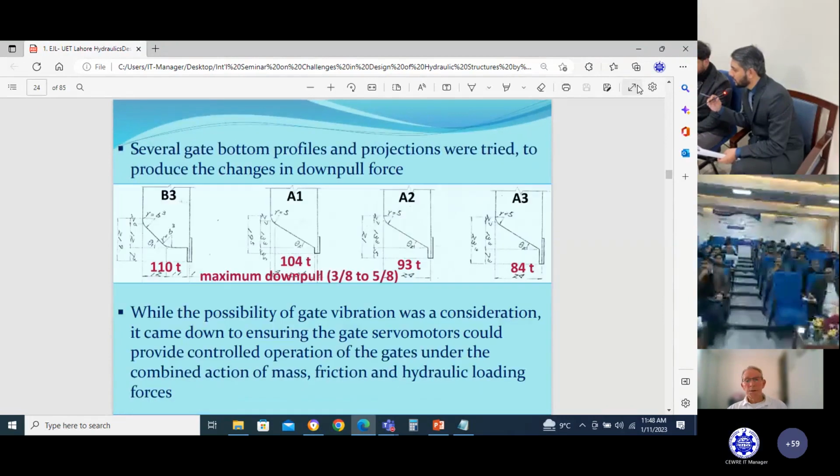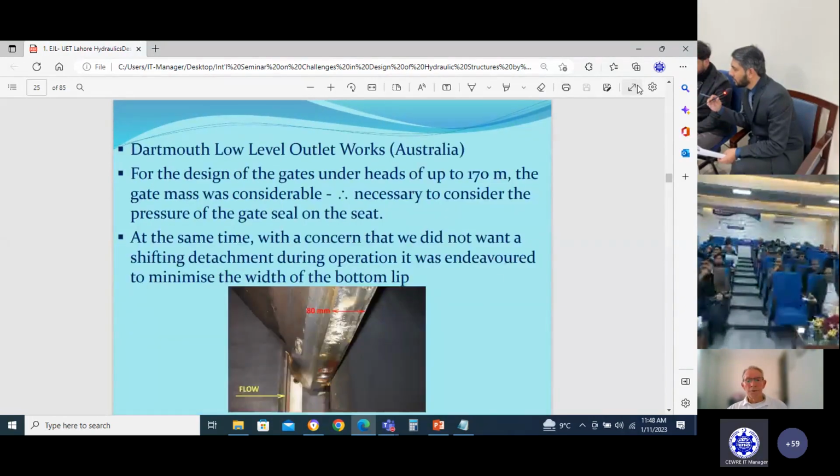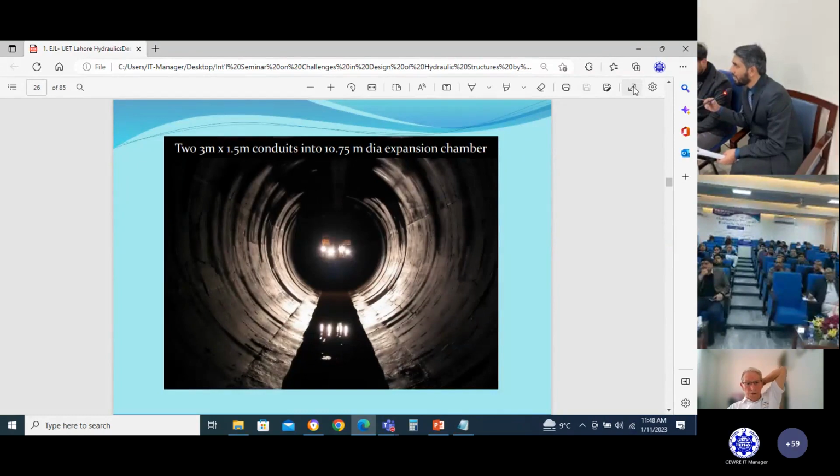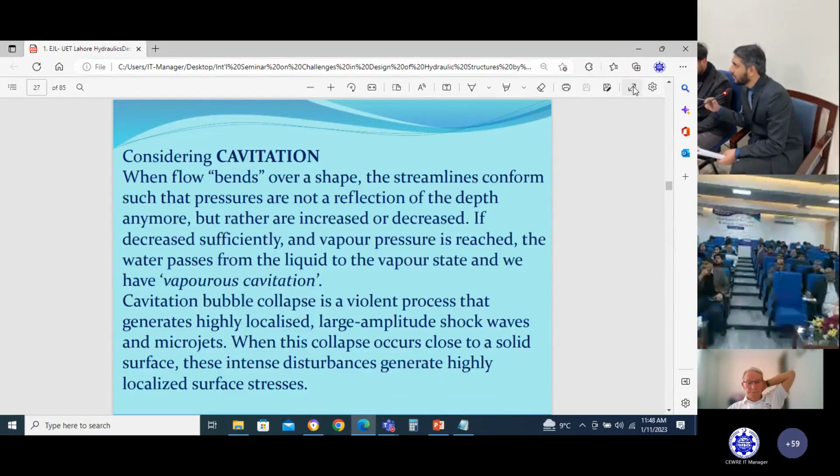This one shows the structure in profile and in plan, two converging conduits. The bottom outlet works at Dartmouth has a cavitation number defined there based on the upstream and downstream head and the vapor pressure.